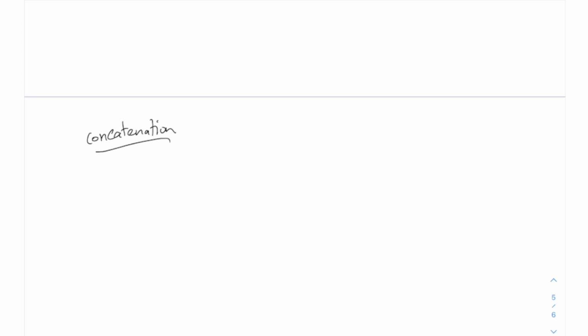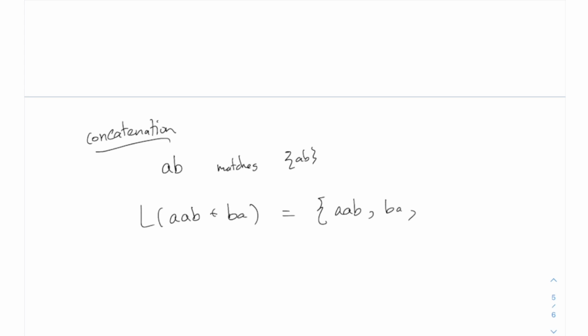So if I write AB, nobody said, whoa, what does that mean? Can you really put an A next to a B? Yes, it means AB. It means A followed by B. So concatenation means exactly what you think it means. This matches just that string AB, right? Once you include concatenation, things can get a lot more interesting. So for instance, the language of AAB, this is not terribly interesting, plus BA, that would match only these 2 strings, right? AAB, and it also matches BA. All right, not terribly interesting.